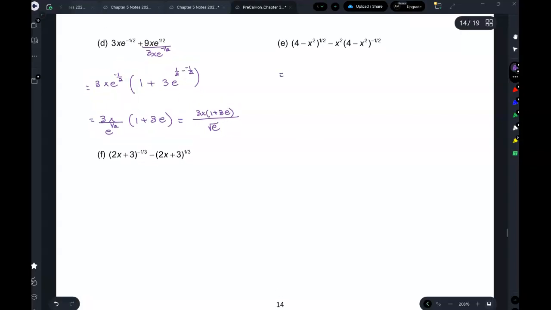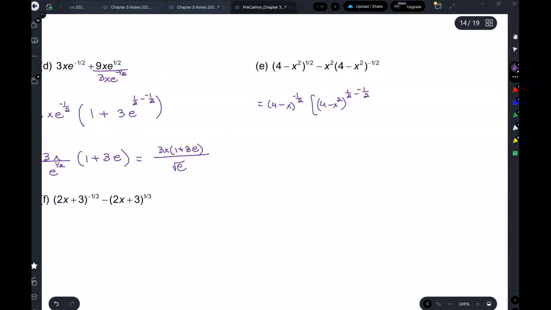Okay, what can I factor out here? 4 minus x squared to the power of negative 1/2. So I get 4 minus x squared to the power of 1/2 minus minus 1/2. Okay, take a minute and write that stuff down, right? It's okay. You need to see it visually. Okay, minus x squared, and then those are identical, so they will cancel each other out.